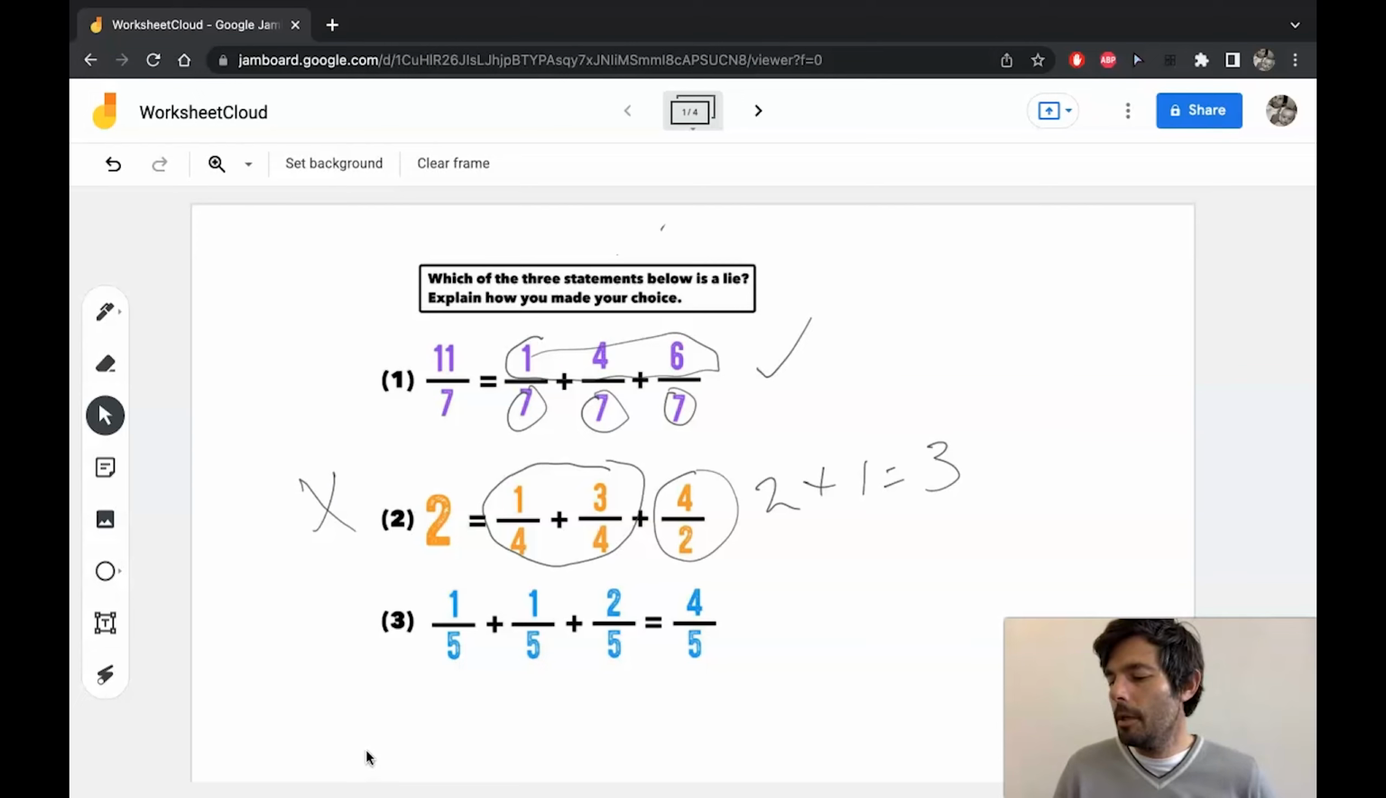1/5 plus 1/5 plus 2/5. Again, all the denominators are the same, so we just add the numerators. 1 plus 1 plus 2 is 4. Same denominator, 5. So I'm happy that that statement is correct.